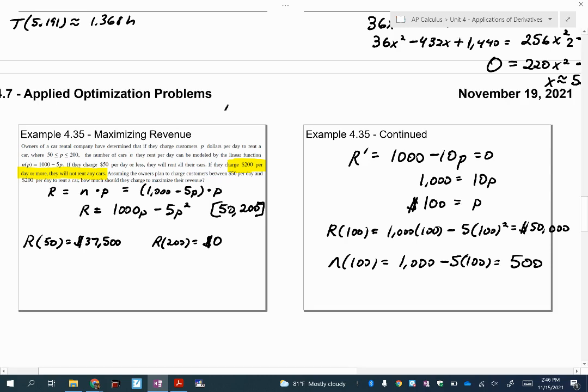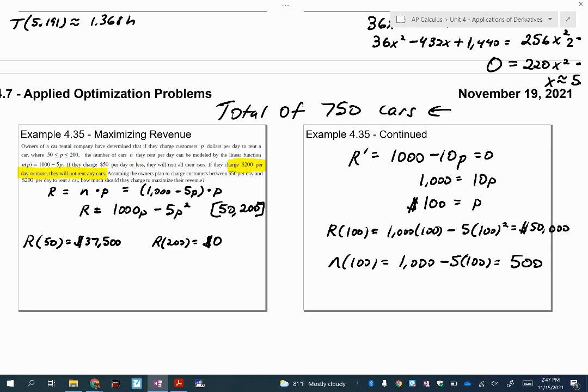You don't really need to know this for the problem, but I'm just curious, as if this was real life. This company has a total of 750 cars. So if we rent our cars at $50 a day, we will rent, in theory, all of these cars. 750 cars will get rented because the price is so low.